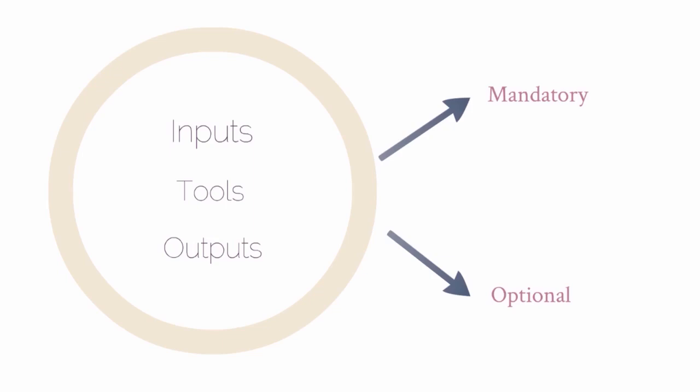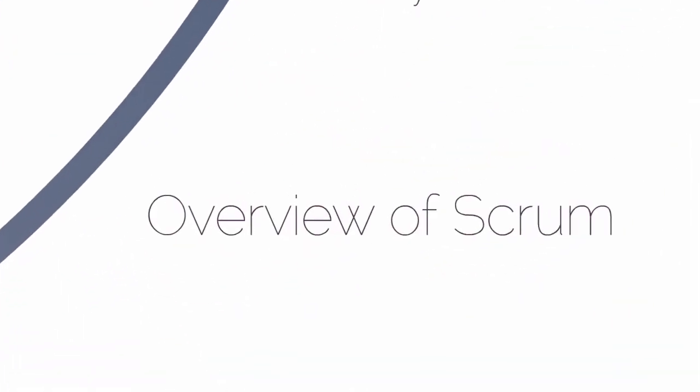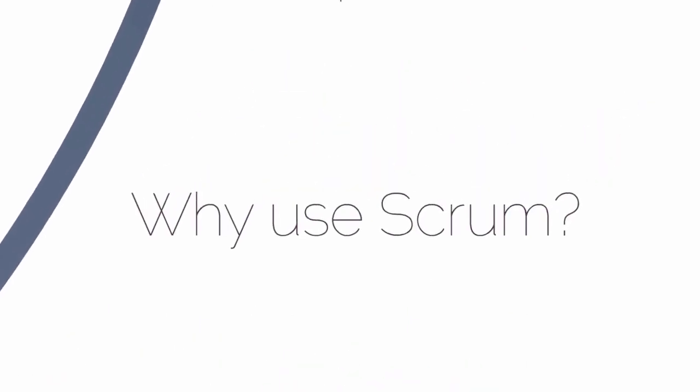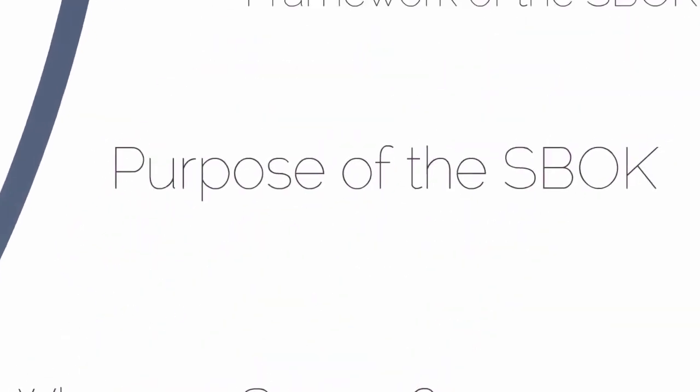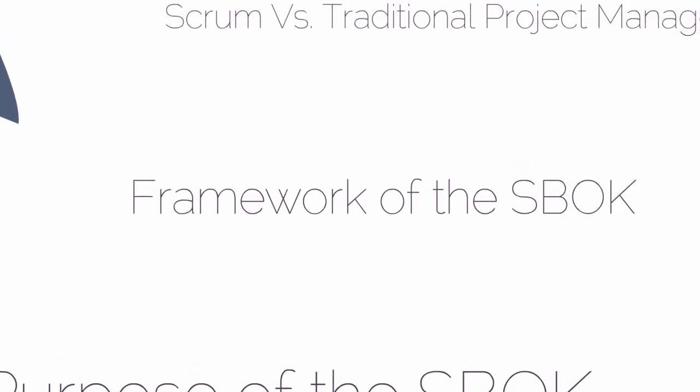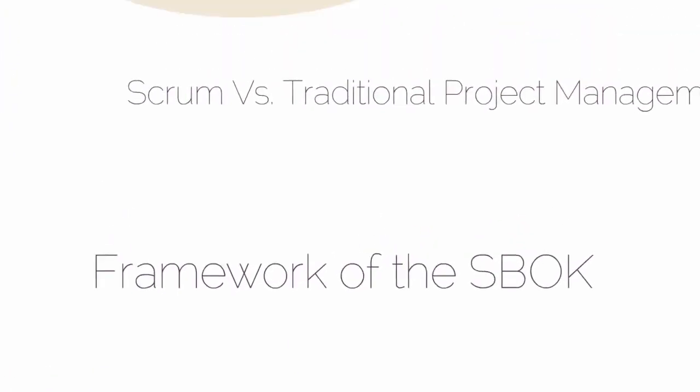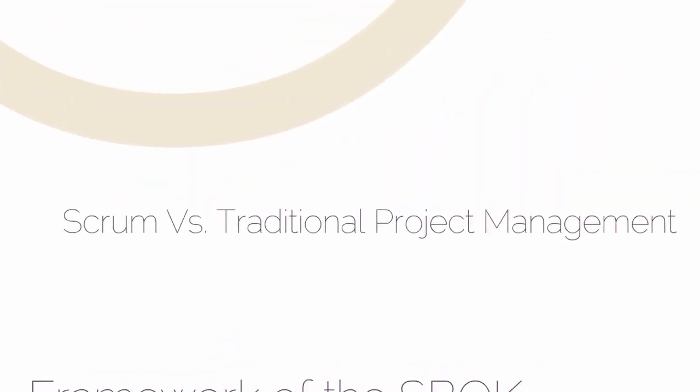The sections covered in this chapter are 1.1 Overview of Scrum, 1.2 Why use Scrum, 1.3 Purpose of a Guide to the SBOK, 1.4 Framework of a Guide to the SBOK, and 1.5 Scrum versus Traditional Project Management.